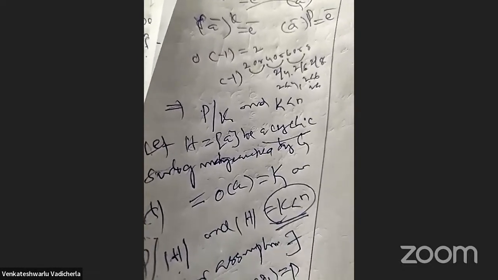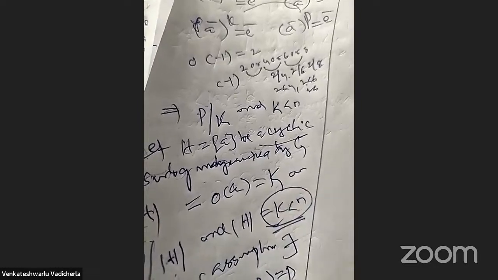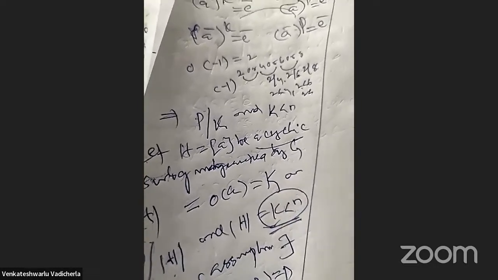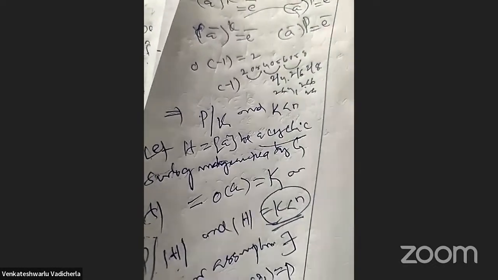P is a prime number, G is an abelian group, order of G is equal to N. P divides the group order of G, where P is a prime number, then G has an element of order P. This is Cauchy's theorem, discussing element order.